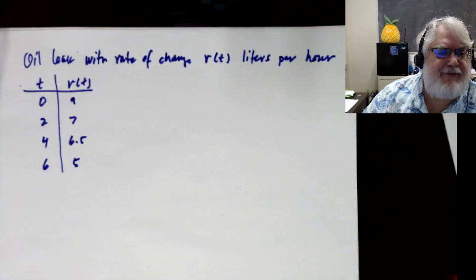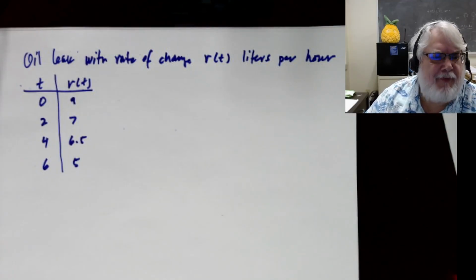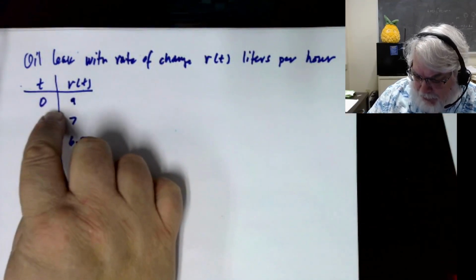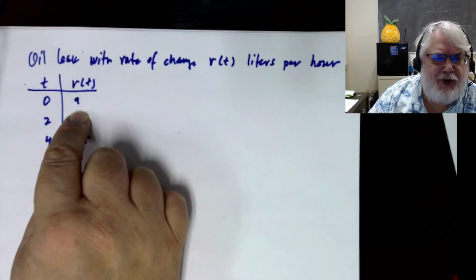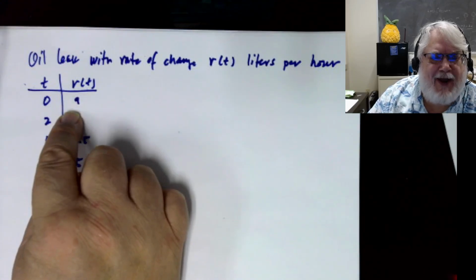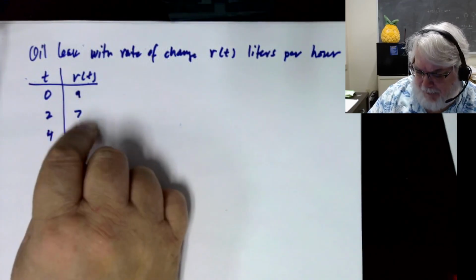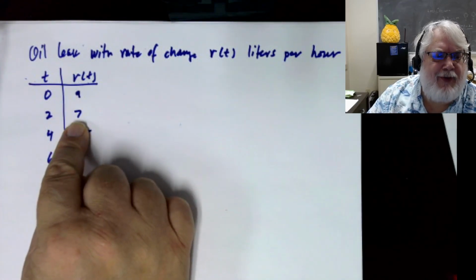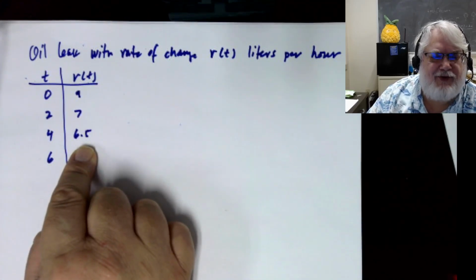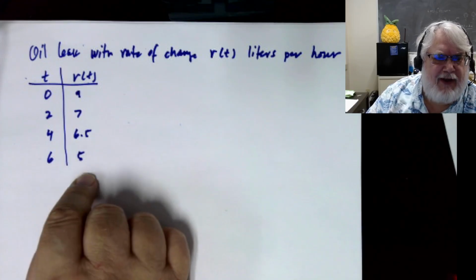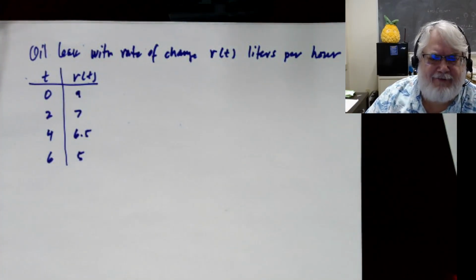Oil leak with a rate of change of R of T liters per hour. And so I've got times here, times 0, 2, 4, 6 hours, and then these values will be in liters per hour. So this is 9 liters per hour. So initially we're losing oil at a rate of 9 liters per hour, and then after 2 hours we have 7 liters per hour, and then at time 4 we have 6.5 liters per hour, and then at time 6 we have 5 liters per hour. So that's how to read that graph.